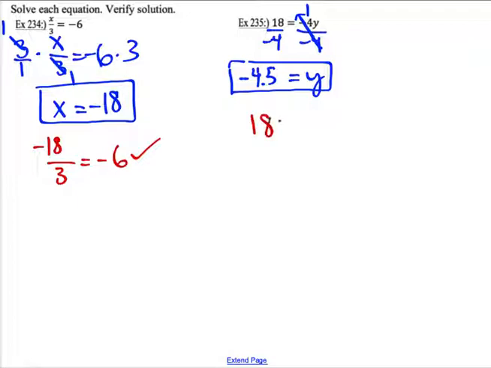We rewrite the original problem. In place of y, we're going to put our answer, negative 4.5. So here it says 18 equals negative 4 times negative 4.5. Well, negative times negative is positive, and 4 times 4.5 is, well, one decimal place, 18. This does check out to be correct.